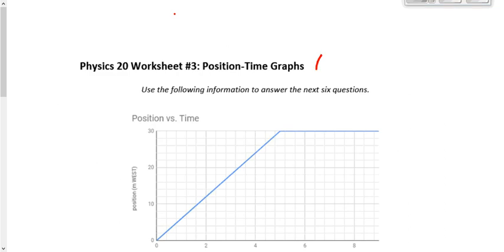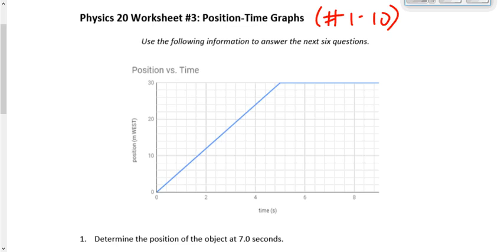Worksheet number 3, for now, questions 1 to 10. Let's have a look at 1 through 5 right now. Question number 1 says the position at 7 seconds. As I was walking around, a couple of people have defined east as positive here. I wouldn't do that. It's not wrong to do that. I just wouldn't do that here.